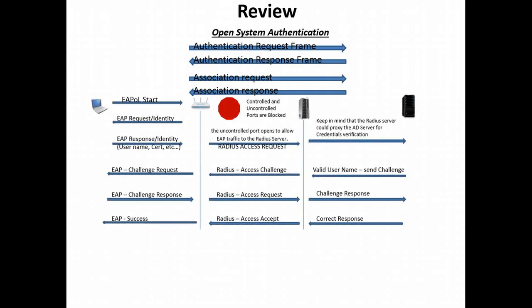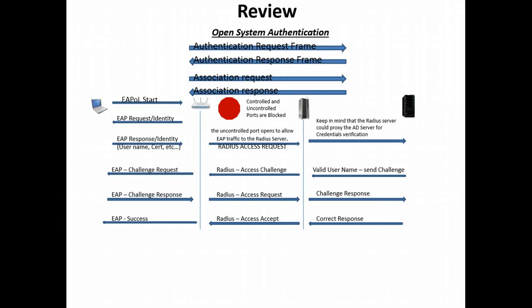You see the EAP request identity from the access point, the EAP response, the RADIUS access request forwarded through the uncontrolled port. The Active Directory checks for the credentials to make sure they're there and validates them. The RADIUS server will send an access challenge, the access point will forward that challenge to the client, and the client will respond. The RADIUS access request is then queried over to the database again to make sure it's the correct response. The RADIUS server will then send an access accept frame over to the access point. Our access point will then send an EAP success frame to our client.